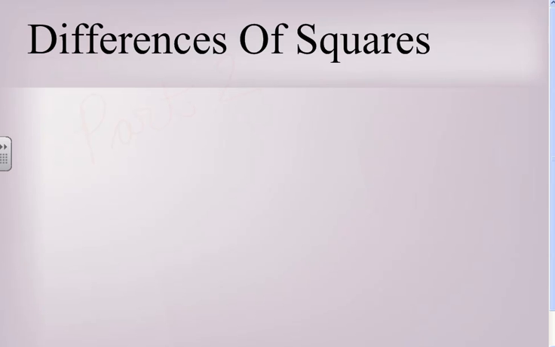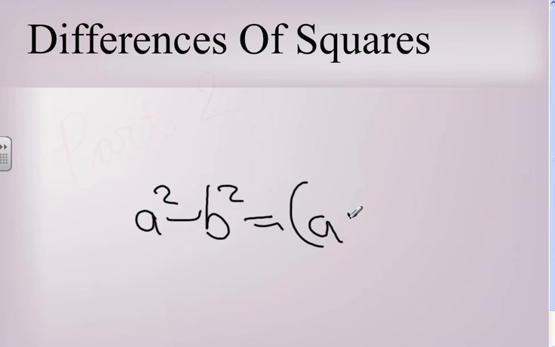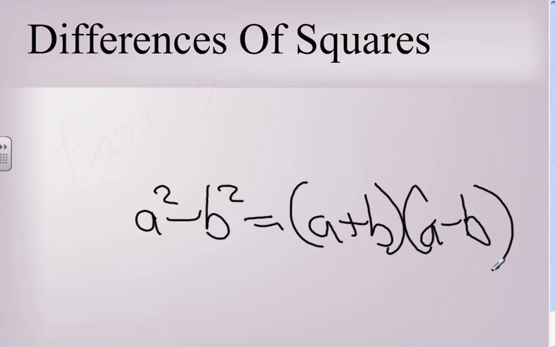Today's video, we're going to do differences of squares, part 2. If you remember, when you're looking at differences of squares, if I have a square minus a square, a squared minus b squared, my formula is a plus b times a minus b. So let's use this formula.